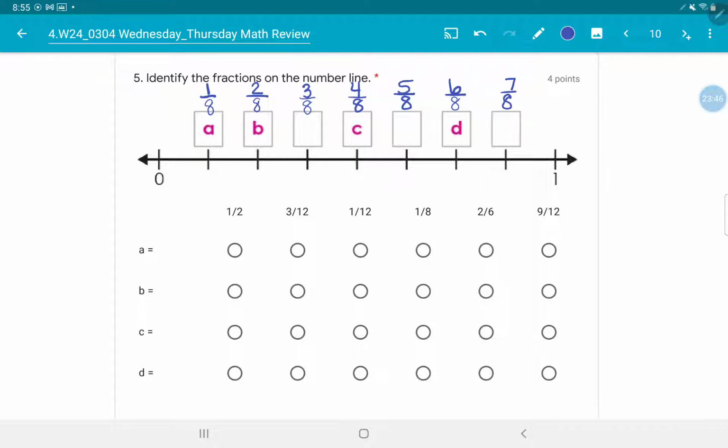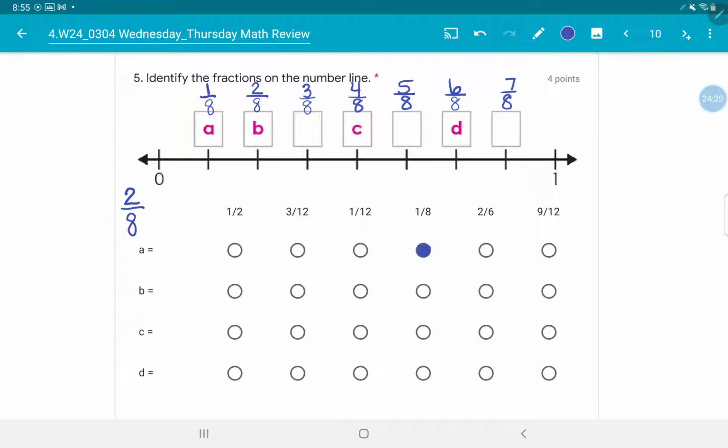All right. So let's look for A. A is equal to 1/8. Do I have that option? Yes. So A, I should mark 1/8. B is 2/8, but I don't have a 2/8 option. So I'm going to have to look for an equivalent fraction to 2/8. I have the option of 1/2. Is B 1/2? I can see that B is not 1/2. Which one is 1/2?